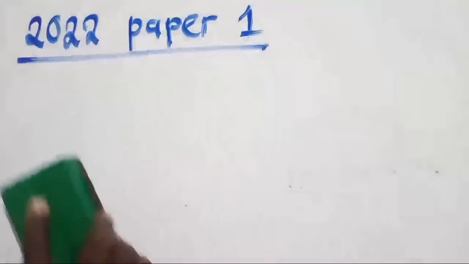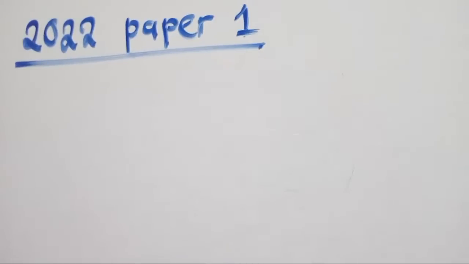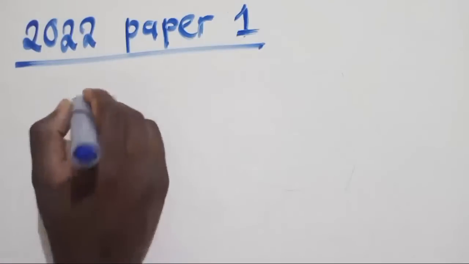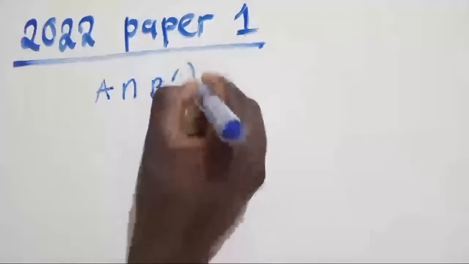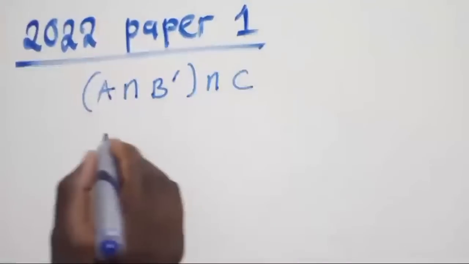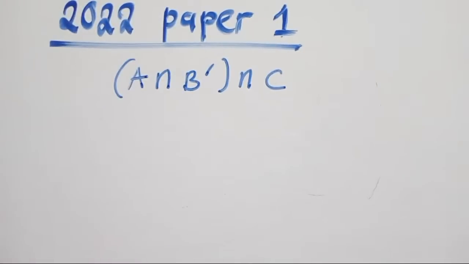Let's go to question four and see the solution that we're getting. Okay, let me just get question four. My phone is locked. We are asked to shade A intersect B complement, intersect C. So how do you shade this one? A intersect B complement intersect C.